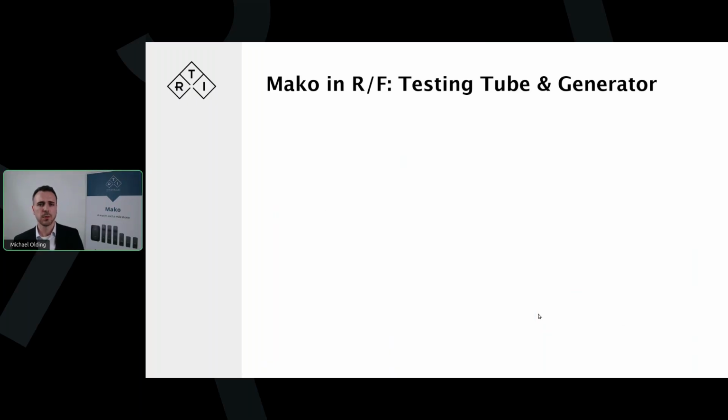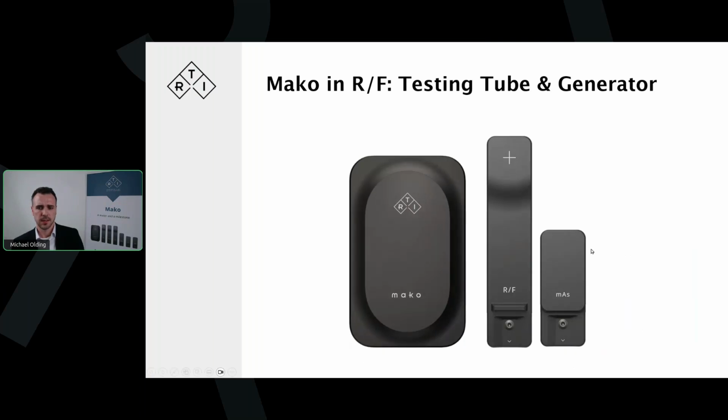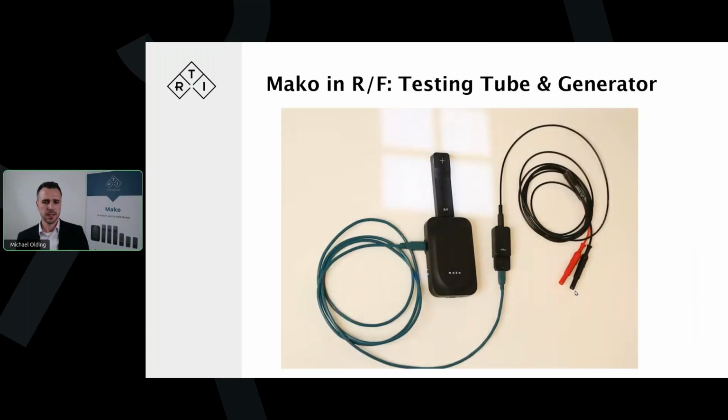But here we might also want to test the generator as well as the tube. So the generator, of course, supplies the power to the X-ray tube, both the voltage and the current. So we sometimes need to check that the output of the generator is doing as we expect as well. So here we can utilize the Mako MAS module, which can measure with a probe both the mA and the mAs. And here's a typical setup where we have the Mako base unit with the RF probe in the primary beam. We then connect via cable the MAS module, which then connects to the mA probe.